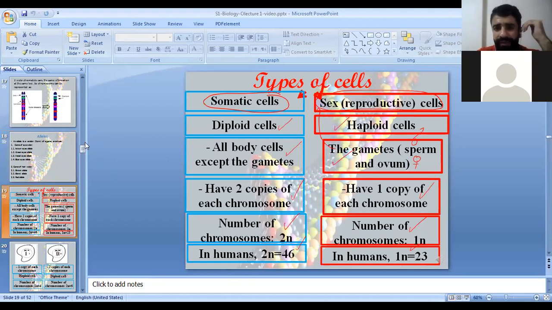Moving to the different types of cells. We have somatic cells and sex cells, also called reproductive cells. Somatic cells are diploid cells, meaning that they have two copies of each chromosome, whereas sex cells are haploid. They have one copy of each chromosome. All the body cells are somatic, except the gametes, whereas the sex cells are only the gametes, the sperm in the male and the ovum in the female. In humans, 2n equals 46 for the somatic cells, while 1n equals 23 in the sex cells.